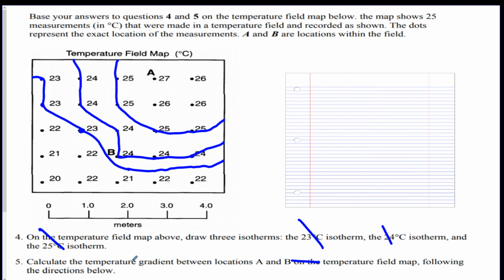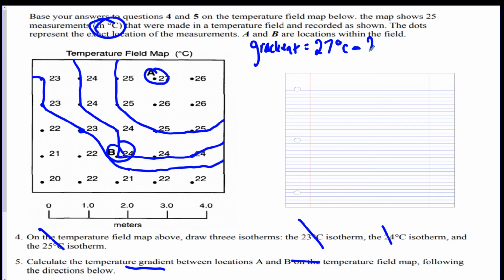And now, calculate the temperature gradient between A and B. So we know how to do this. Gradient is change in field value over distance. My change in field value is going to be A is 27 and B is 24. It says it's in degrees Celsius on the top. You always need a unit. If you don't know the unit, start checking everywhere. Check the reading, check the map, see if there's a key somewhere. So there's 27 degrees Celsius minus 24 degrees Celsius over the distance.